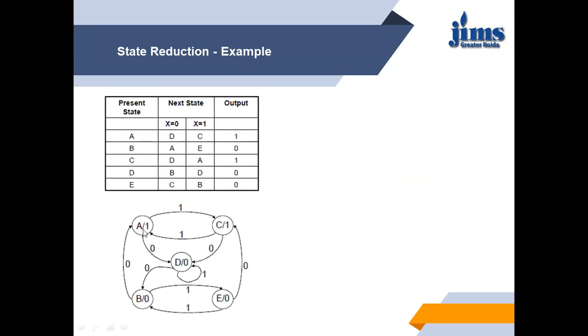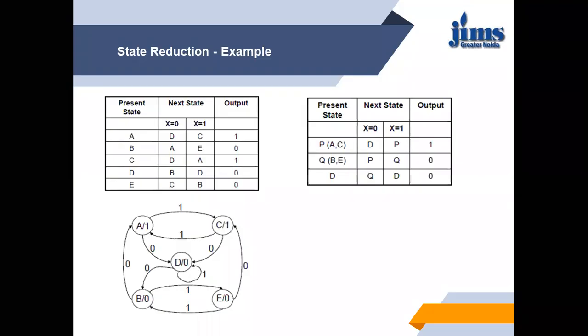When the present state is A and the input is 1, it is going to C. When the present state is A and the input is 0, it is going to D, and in D the output is 0. Whenever it is in state C, the output is 1. So this is just an example of what state reduction means and how it will benefit the design of our final circuitry. Now I have tried to reduce this state table like this.